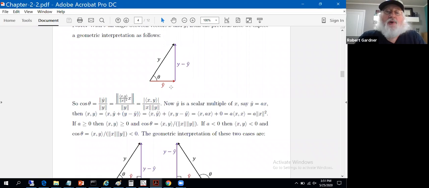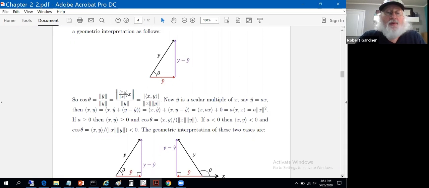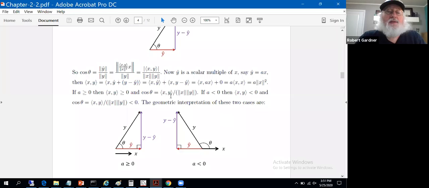But we've got a right triangle. I know the lengths of the sides, we're good on that stuff. And I know I can say the cosine of theta then is the norm of y hat divided by the norm of y. It's adjacent over the hypotenuse. Okay, well, we compute y hat as we've been doing.